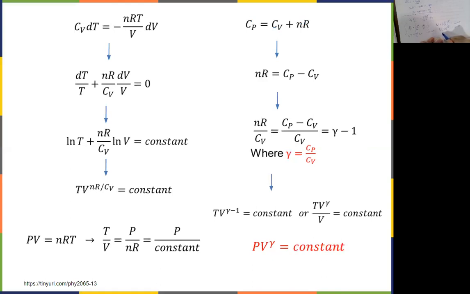Now you take the exponential of both sides to get rid of the natural logarithm. The exponential of a constant is still a constant, just a different constant number. So the result will be T times V to the power of nR over CV equal to a constant.